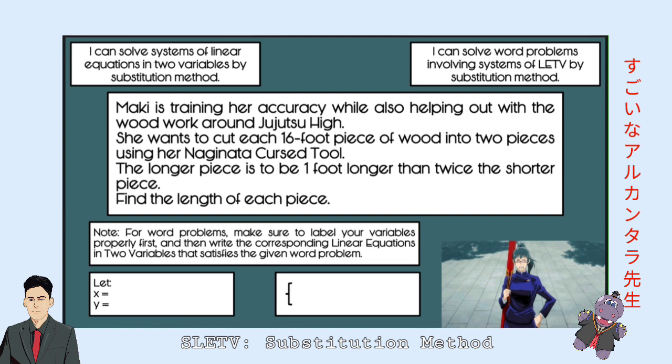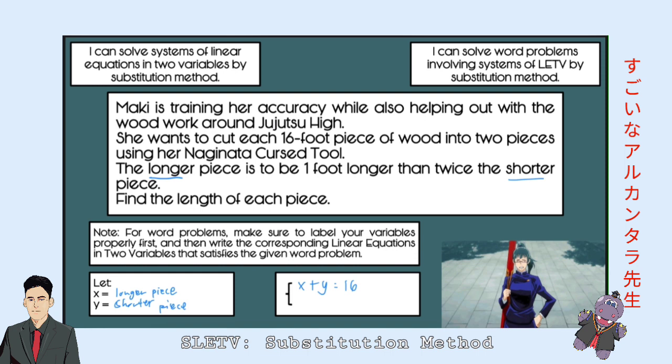So we know here again, just like earlier, we have two things that we have to take note of. We're speaking of a wood being divided into two pieces. We have a longer piece and we have a shorter piece. So let's make X as our longer piece and our Y as our shorter piece. In this case, the 16-foot piece is the length of the wood in total before it's divided or cut into two pieces. So we can say that the longer piece plus the shorter piece is the entire thing being 16.